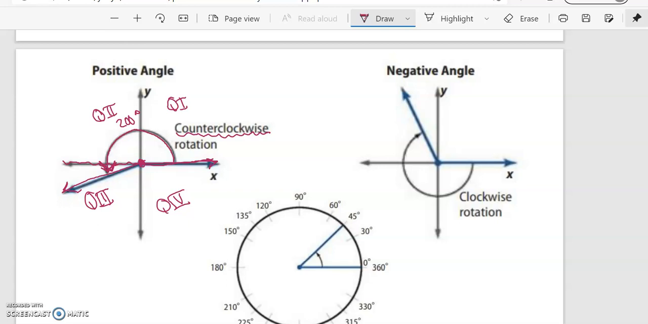Now, a negative angle is when you're going in the opposite direction. So you start from the positive x-axis, and you go in the opposite direction, and you make this. This is what we call a negative angle. So this is probably about negative 180 plus like 50, probably like a negative 230 degree angle, okay? And it's negative because we are starting from the positive x-axis and going down, in the clockwise direction, and that makes it a negative angle.